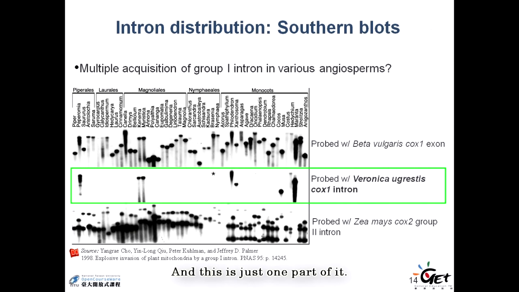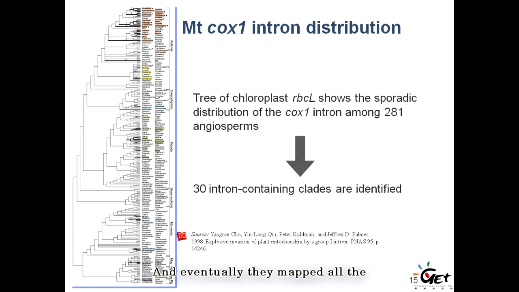And this is just one part of it. They studied quite a lot of different plants, and eventually they mapped 300 genera within the angiosperms and found out that there are many cases of the presence of the COX-1 intron. Those with the bold face or thicker line, and all those with some color on the taxon name, show the presence of the COX-1 intron. So 30 intron-containing clades were identified.